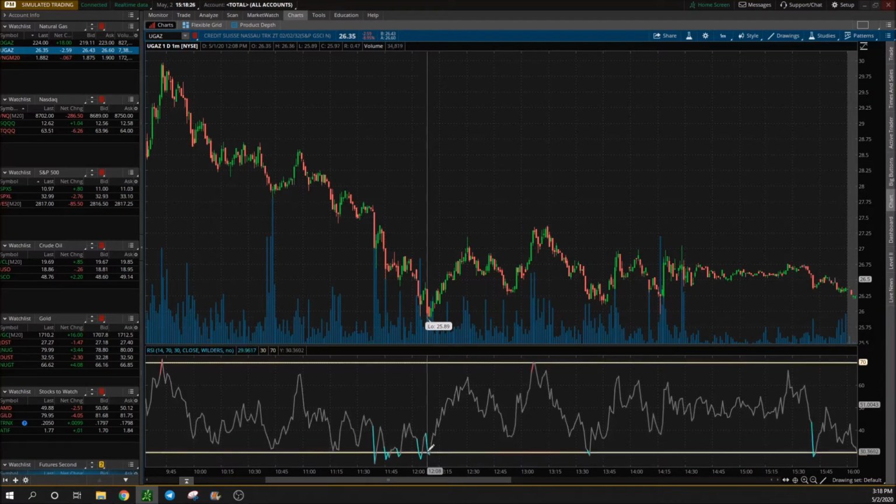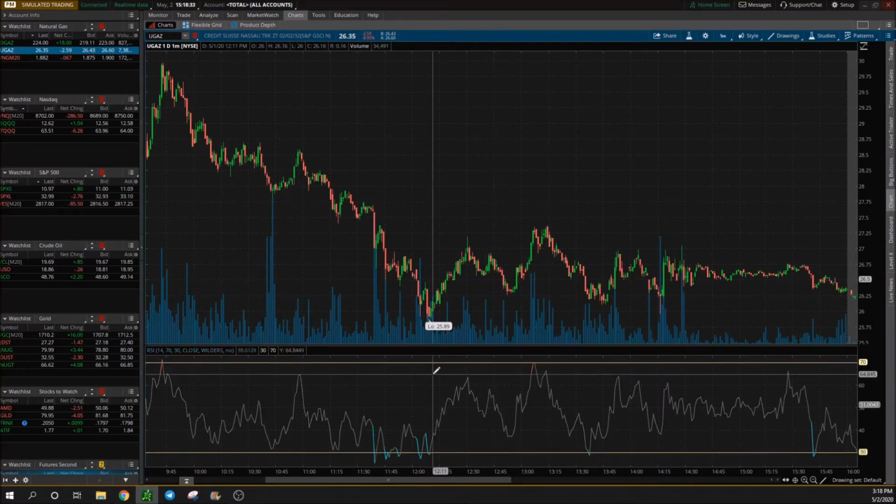We can see again our RSI is below 30. So okay, this might be a good opportunity to buy. However, we want to wait for confirmation that the stock is showing us that there's a change in direction.